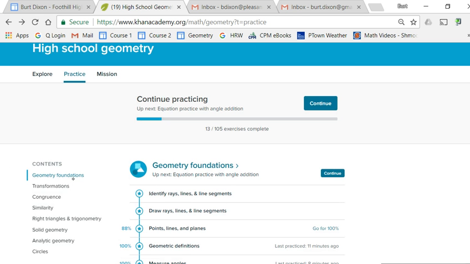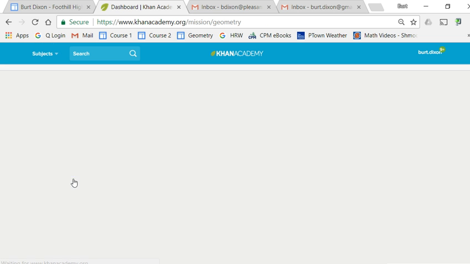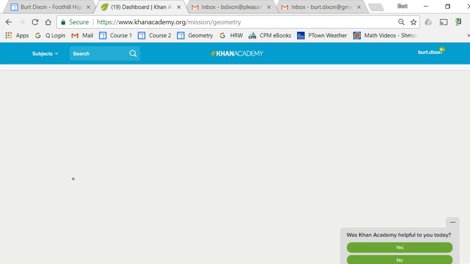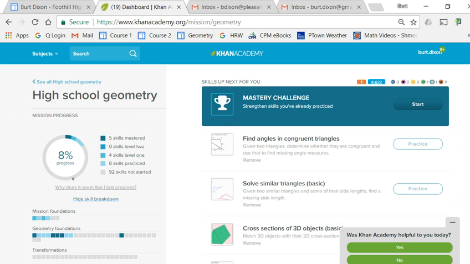Another thing you can look at is the mission. I'm going to go from the practice mode now to mission. Under mission, it shows me how I'm doing on the mission. It shows me how many skills I've mastered here on the left, at each level, and the percentage of progress I've made in the course. Also, since I have done several practice topics successfully, it says that I have a mastery challenge ready, and that is what I need to do to get the extra credit.